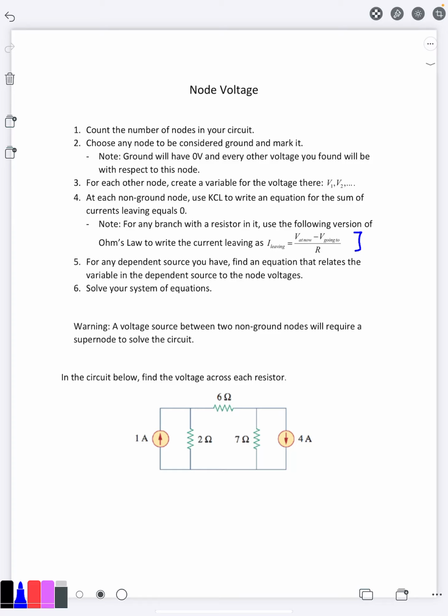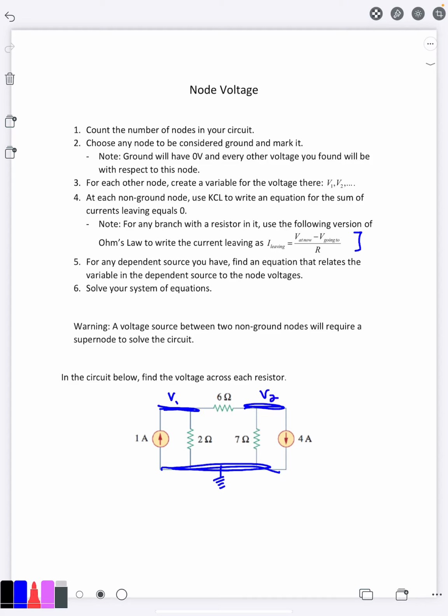Now we're going to go ahead and solve this simple circuit here at the bottom using node voltage techniques. So as I said, starting up, we count the number of nodes. There's one node down here, there's 2 nodes right there, and there's the third node. So we have 3 nodes in this problem. We're going to pick one of them to be ground. Any of the 3 works. I'm going to choose the bottom to be ground. So then every other node, I will label with variables. We'll call this V1 and this V2.